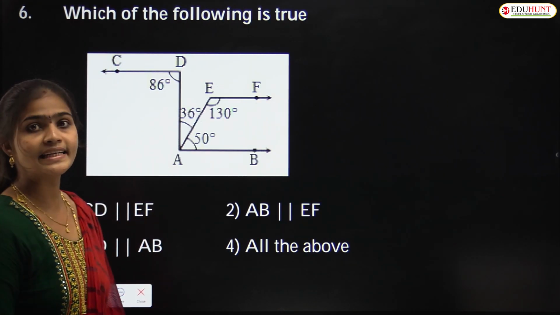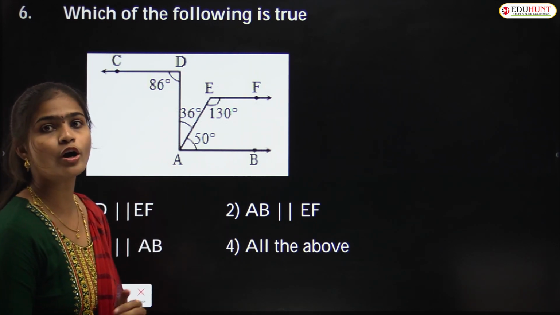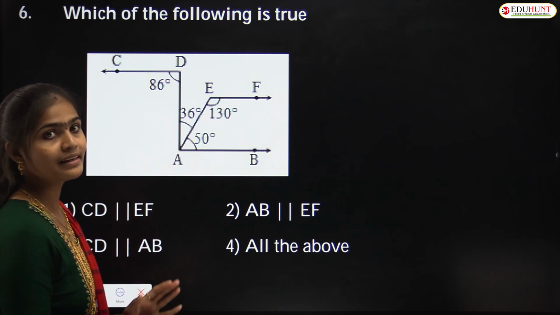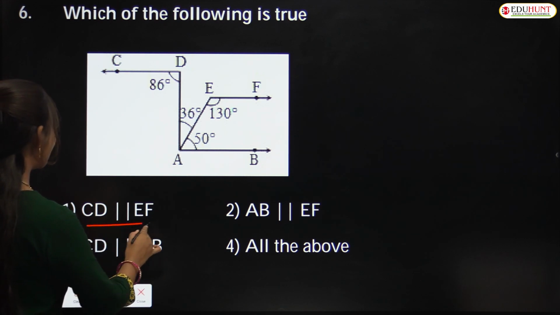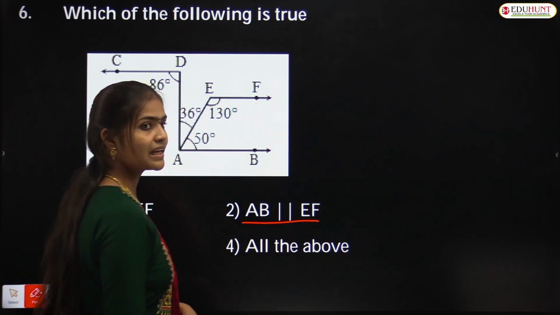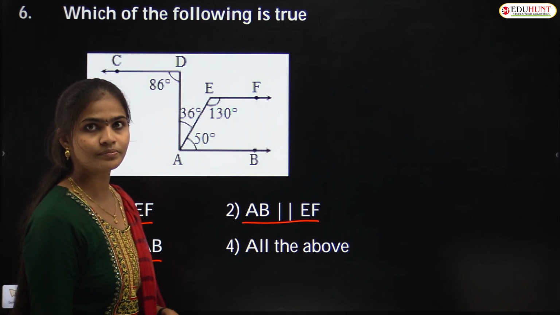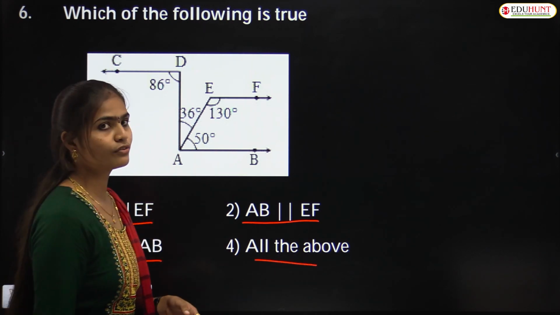Which of the following is true? Okay, here are the options. So we have to go through the options. Why? Because they are asking which of the following is true by observing the diagram. Okay, so what is the first one? CD is parallel to EF. Second one, AB is parallel to EF and CD is parallel to AB. Okay, so which conditions are possible here? And the final one is all of the above.